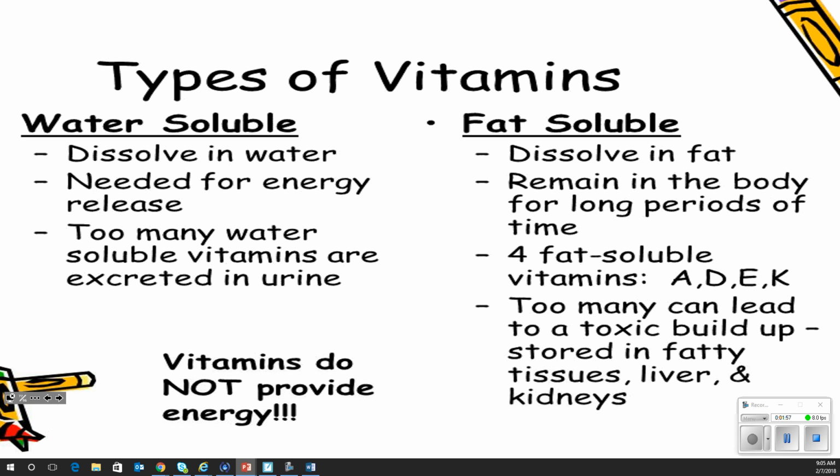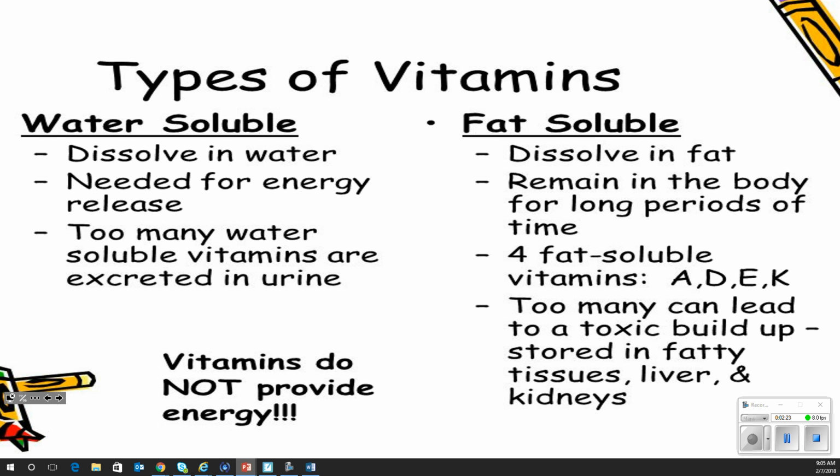So there are two categories of vitamins. One is water soluble and the other one's fat soluble. So let's talk about each one of them for a minute. The water soluble ones dissolve in water. They're needed for energy release, and if you have too many water soluble vitamins, they're excreted in urine, no big deal. So if you take too many vitamins in the morning that are water soluble, they just go right through you.